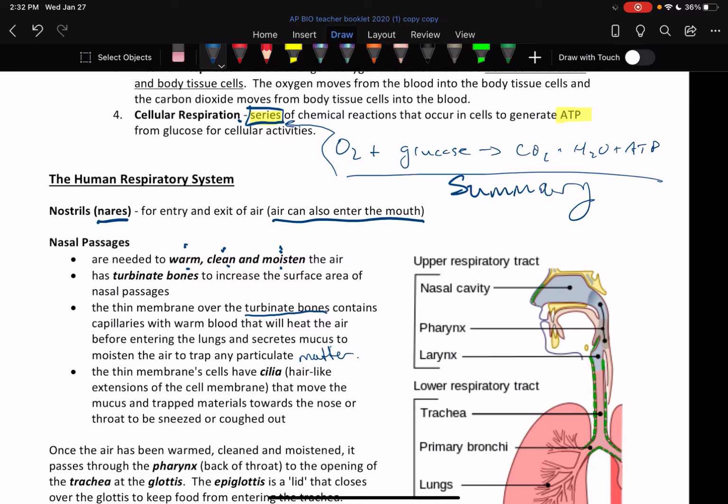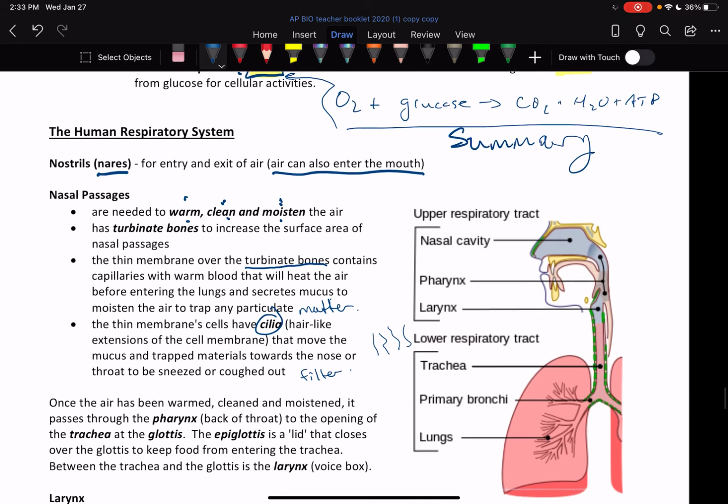The cells also have cilia, and cilia are hair-like extensions of the cell membrane, and they act like a filter, okay? They move around the mucus, and they trap materials, and then they move it either towards the nose or the throat to be sneezed or coughed out, okay? So they can move around just to kind of get any of that dust or particulate matter out of the body, like a nice little filter. And the mouth doesn't have this, okay?